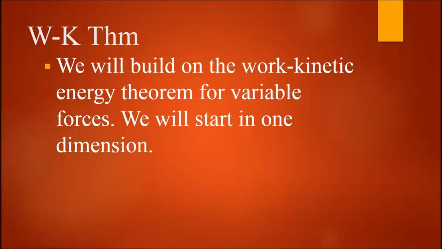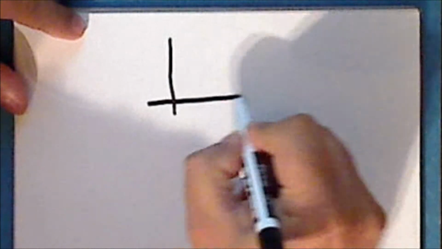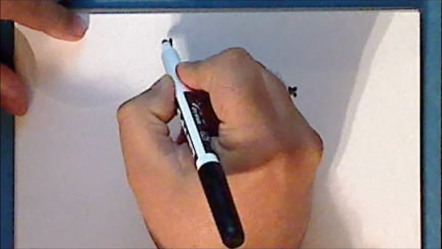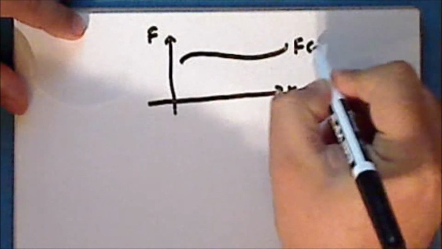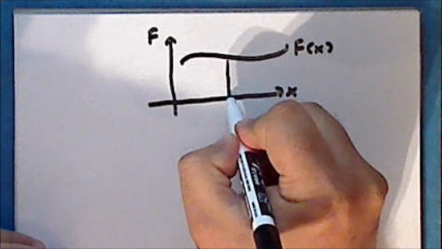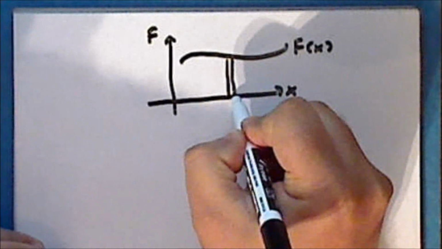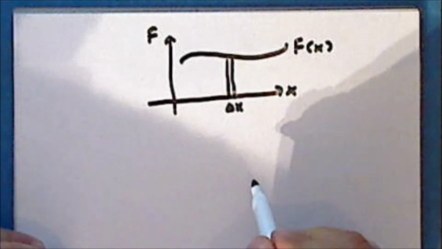Now last time we derived the work-kinetic energy theorem for a constant force. We will now build on this theorem by considering variable forces, and we will start in one dimension. Suppose that we have a force that varies with the position x. Then we can choose a very small displacement, delta x, during which time the force is essentially constant.